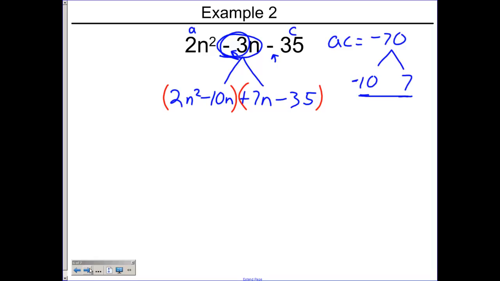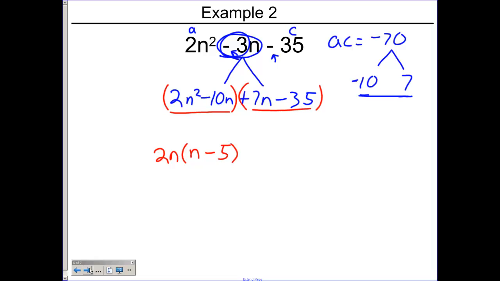Now find the greatest common factor of the first group. The greatest common factor here is going to be a 2n. And I'll put my parentheses there. And I'm going to go ahead and divide that out. So 2n squared divided by 2n is going to leave me with n minus 5.